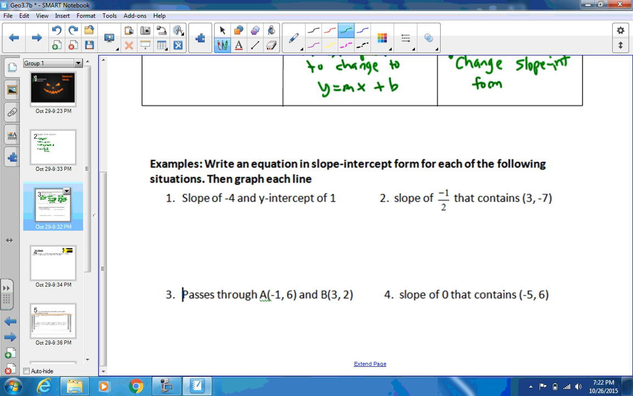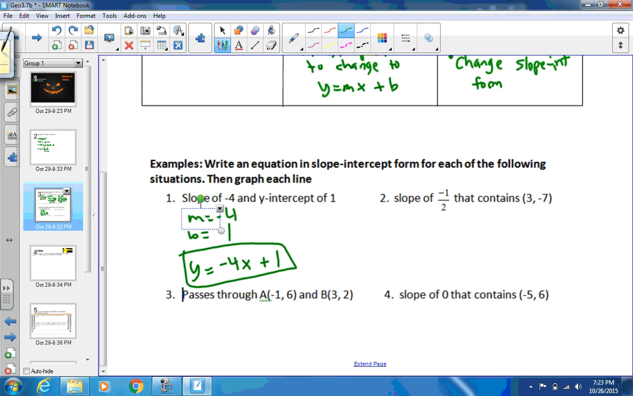So the first one, we just have slope. So m equals -4. And the y-intercept, so b equals 1. Plug it in for y equals mx plus b. We can do y equals -4x plus 1. That one's an easy one.